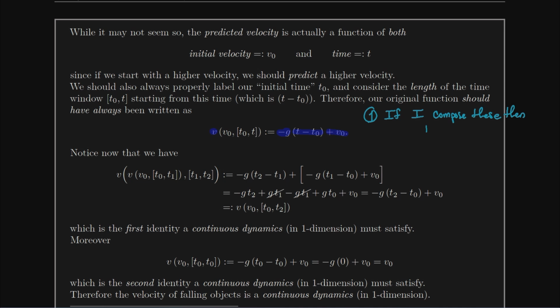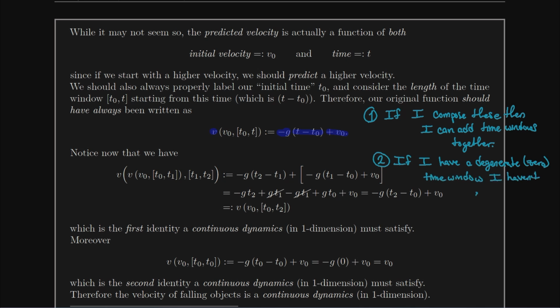then I can add the time windows together. And two, if I have a degenerate time window, or 0 time window of length 0, I haven't changed at all. Well, to do one, let's go ahead and compose.